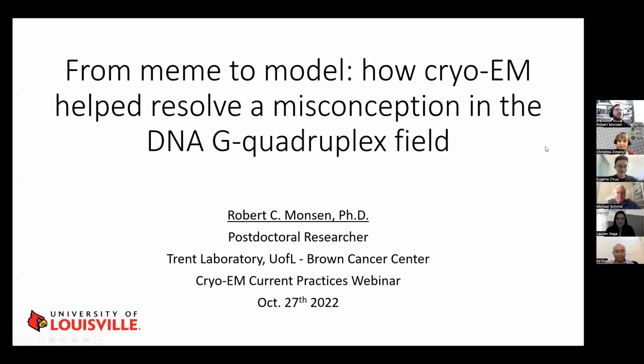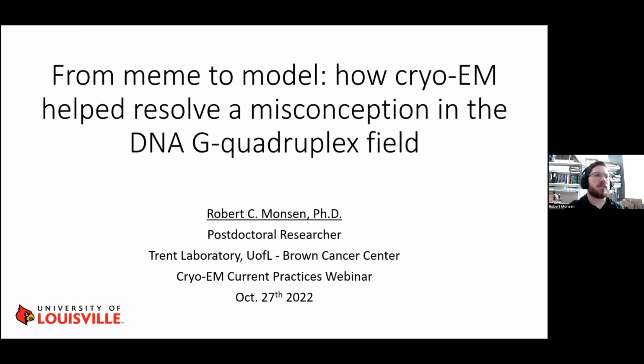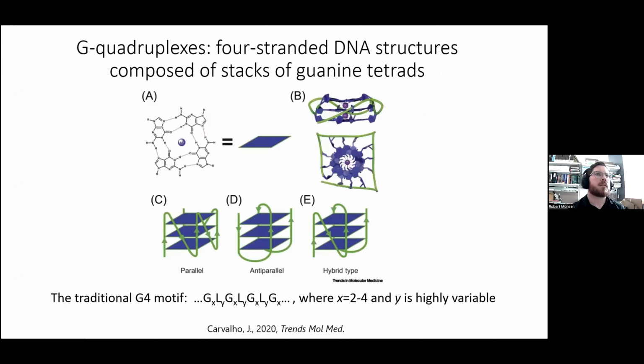Okay, sorry about that. Yeah, so I'm Rob Monsen. I'm a postdoctoral researcher in the lab of John Trent at U of L Brown Cancer Center. And I'm going to be talking about a DNA G-quadruplex system that we've been trying to characterize for a while, and how cryo-EM has helped us resolve a misconception that's been in the field for quite some time. So first, what are G-quadruplexes?